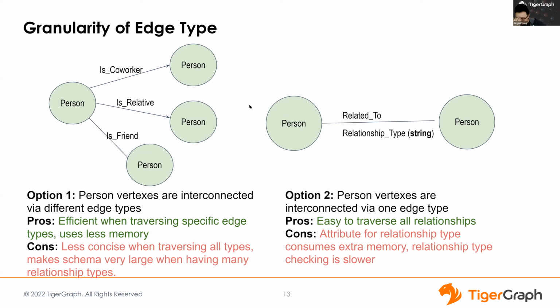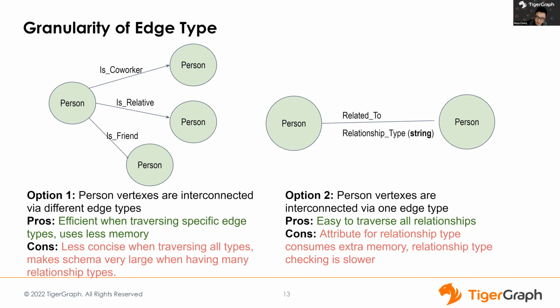So here is another thing that should be very interesting to discuss. Sometimes between two entities, there can be multiple different types. For example, between two persons, they can be co-workers, they can be relatives, they can be friends. In that case, should we define a specific edge type for each different relationship, or should we combine them together and then differentiate the type based on some string type attribute? So each of them has their own pros and cons, okay?